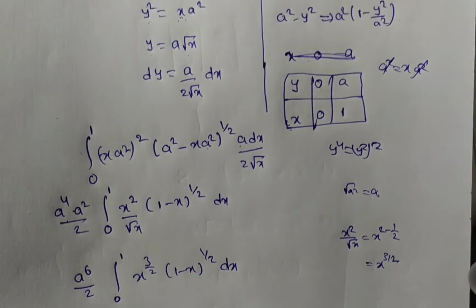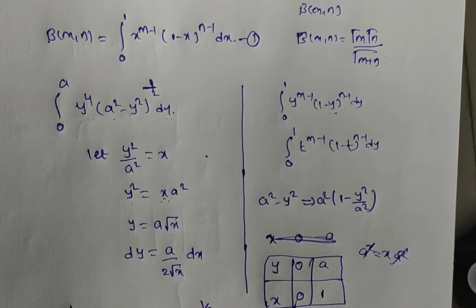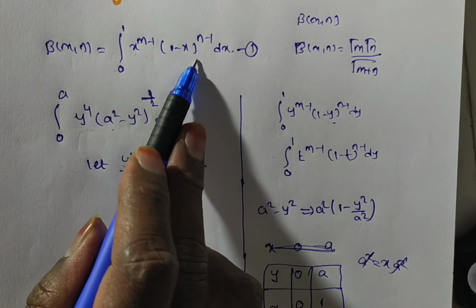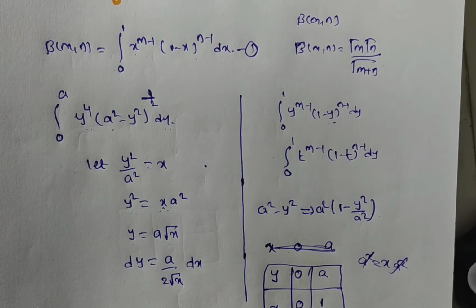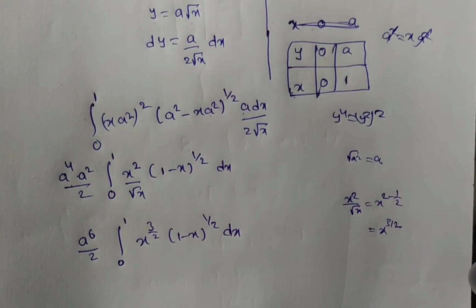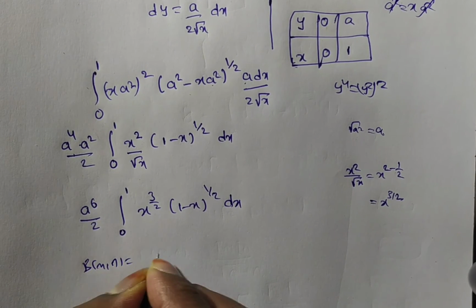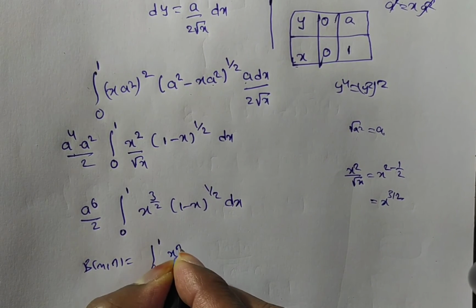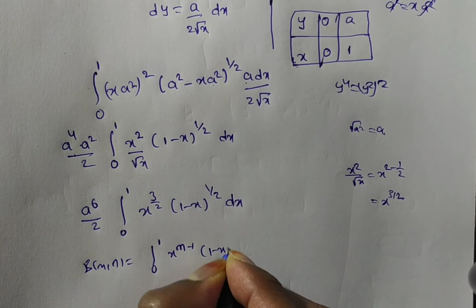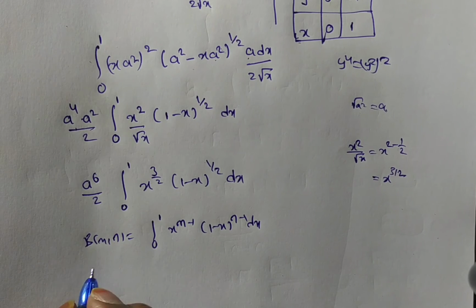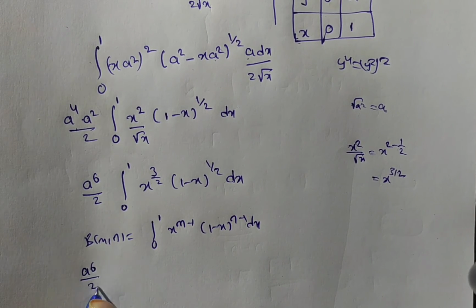See, check it here. What is the beta of m comma n here? We have integral 0 to 1 x power m minus 1, 1 minus x whole to the power of n minus 1 dx. So I'll write it again for you. Beta of m comma n is equal to integral 0 to 1 x to the power of m minus 1 into 1 minus x whole to the power of n minus 1 dx.